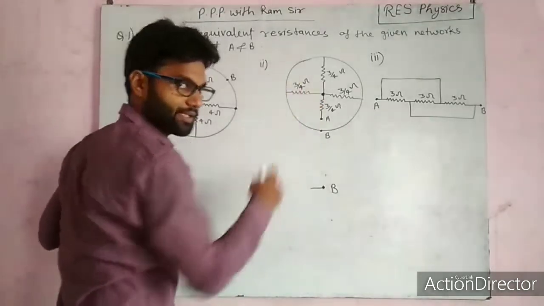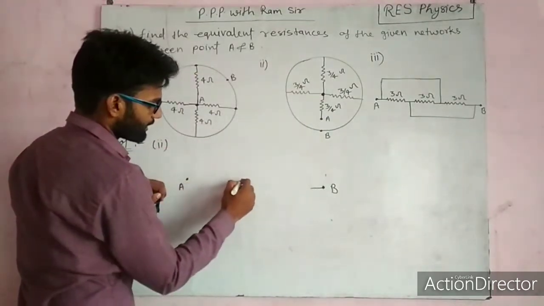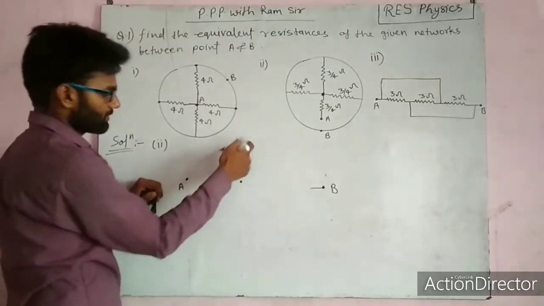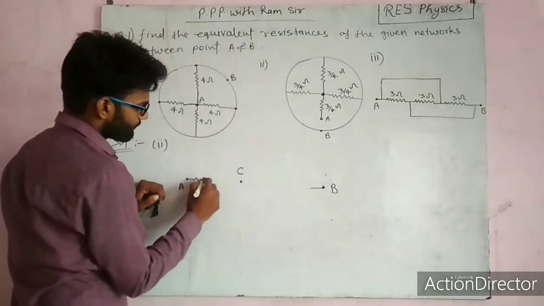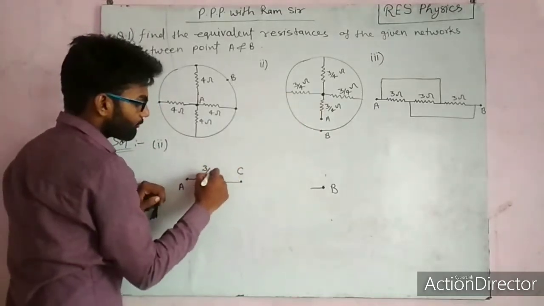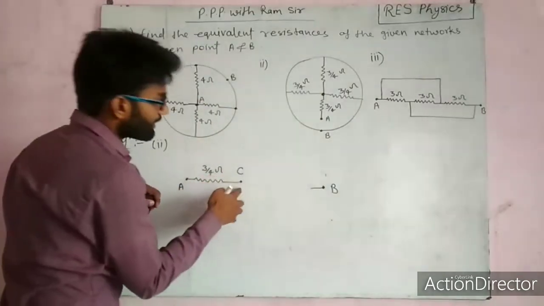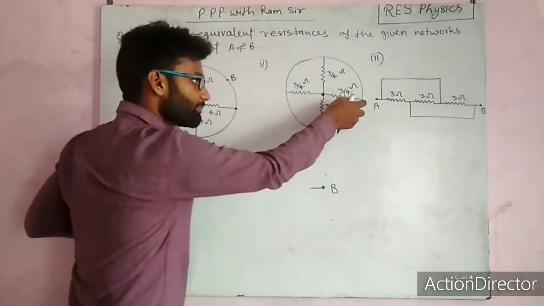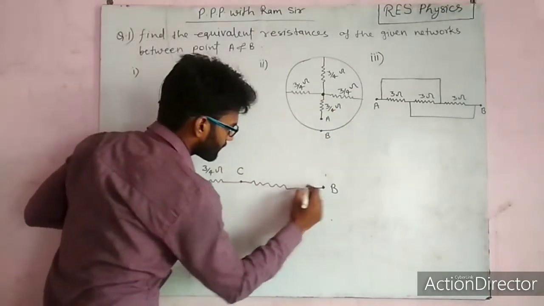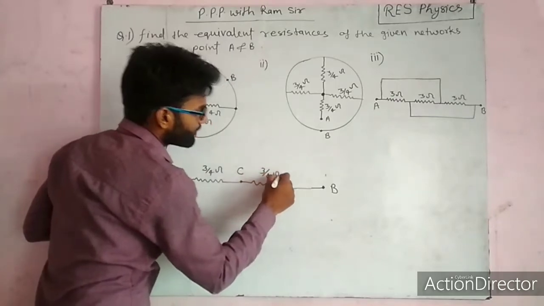From A to this center, one resistance is connected. Center point we can consider as C somewhere here. So from A to C, one resistance of 3 by 4 ohm is connected, and from C to this B point, one resistance of 3 by 4 ohm is connected.